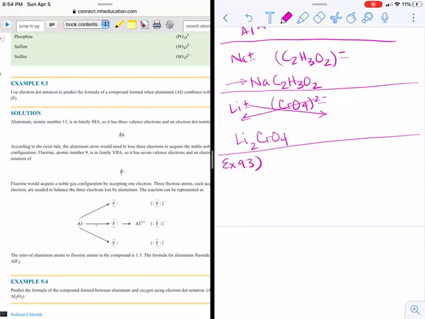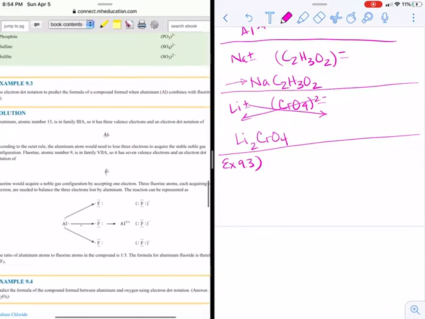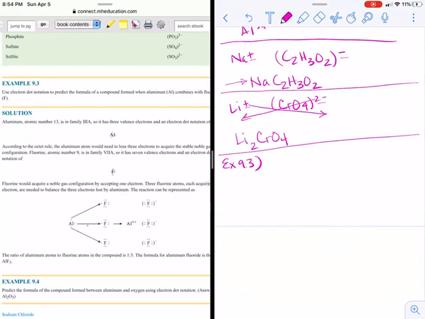Example 9.3. This says to use the electron dot notation to predict the formula of a compound formed when aluminum combines with fluorine. All right, so electron dot notation. So if you were going to do the electron dot notation for aluminum, you look at the periodic table. So everyone look at the periodic table. Aluminum is in what group? Well, it's in group 3A. So that means it has 3 dots. Okay? Now fluorine, if you look at it, is in group 7A. So it has 7 dots.